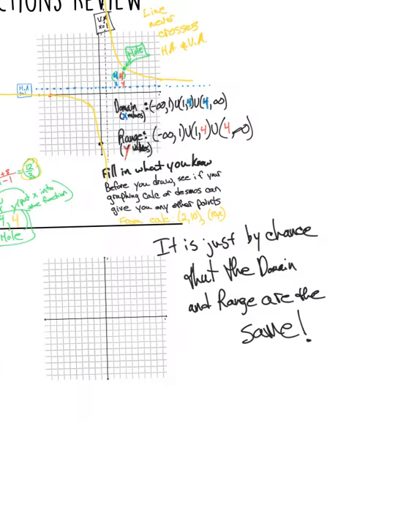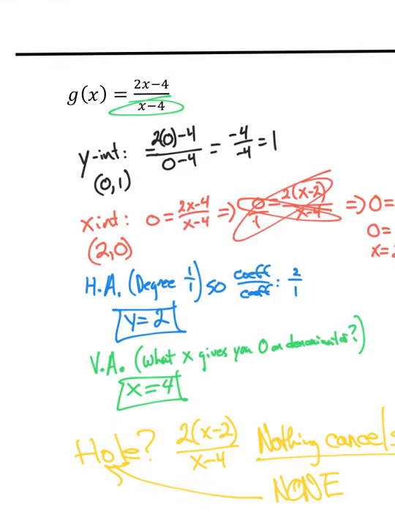Okay, just one last thing. It is a coincidence that the domain and range are the same. That won't always happen. It's just for this one, just by chance here. All right, next one. It's a simpler function, but we're going to do the same process.